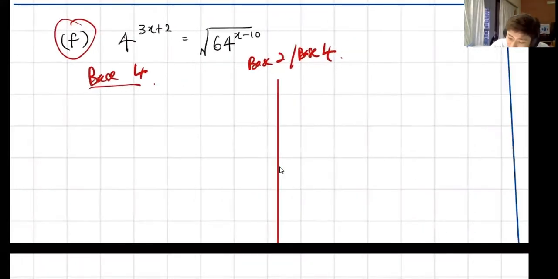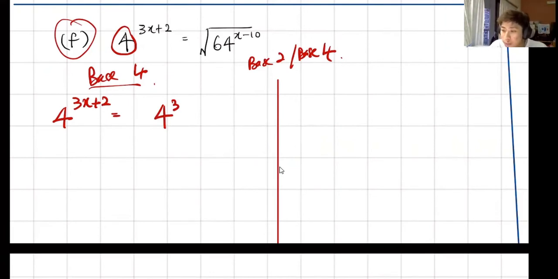So you know that if you want to solve into base 4, this is already in base 4. So I have 4 to the power of 3x plus 2 is equals to, okay, how do I change 64 to base 4? You must know that 64 is actually 4 to the power of something, and that something is actually 3, because 4 to the power of 3 is 64. So basically 4 times 4 times 4 gives you 64. But don't forget, you still have a power outside of x minus 10. And you have a square root. Okay, I tried to do it in one step so you understand now.